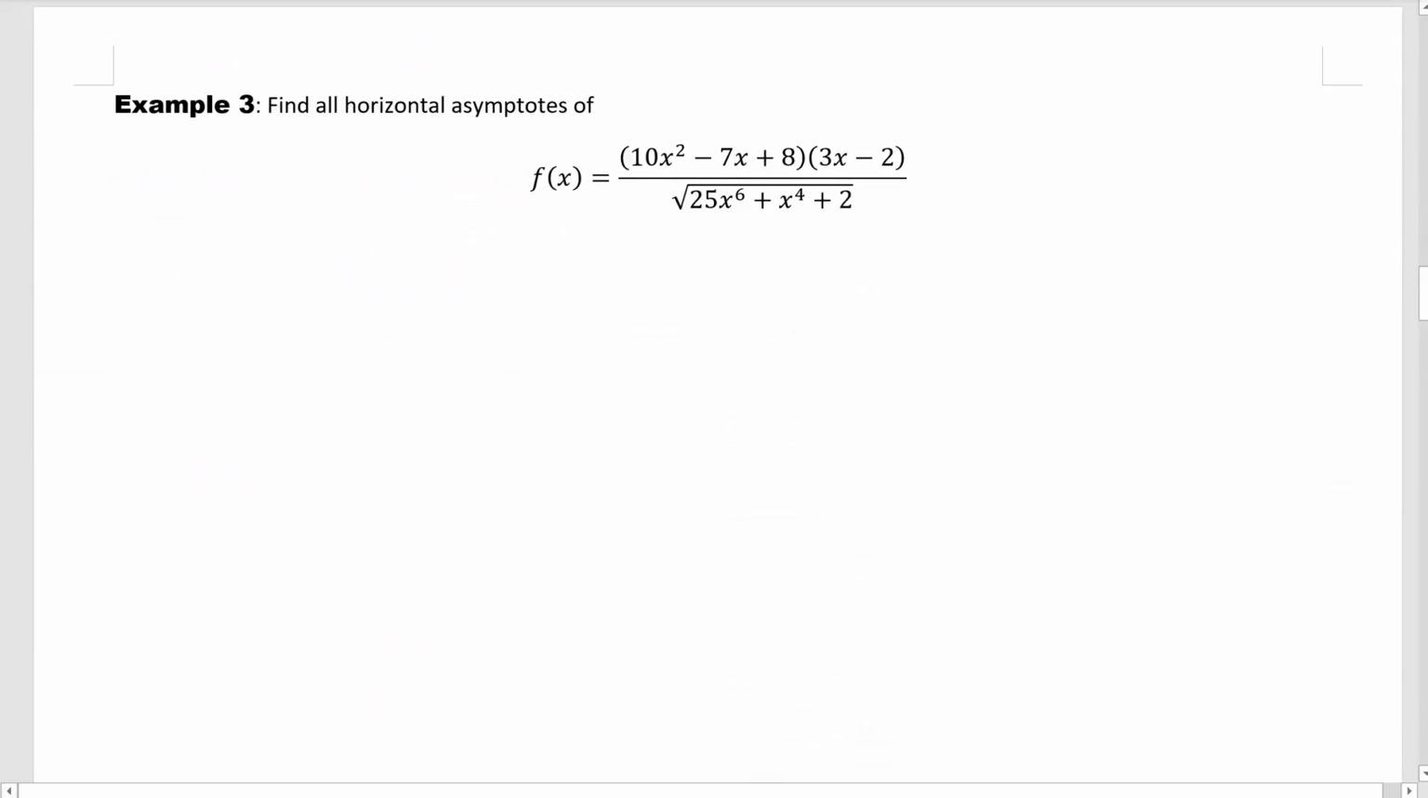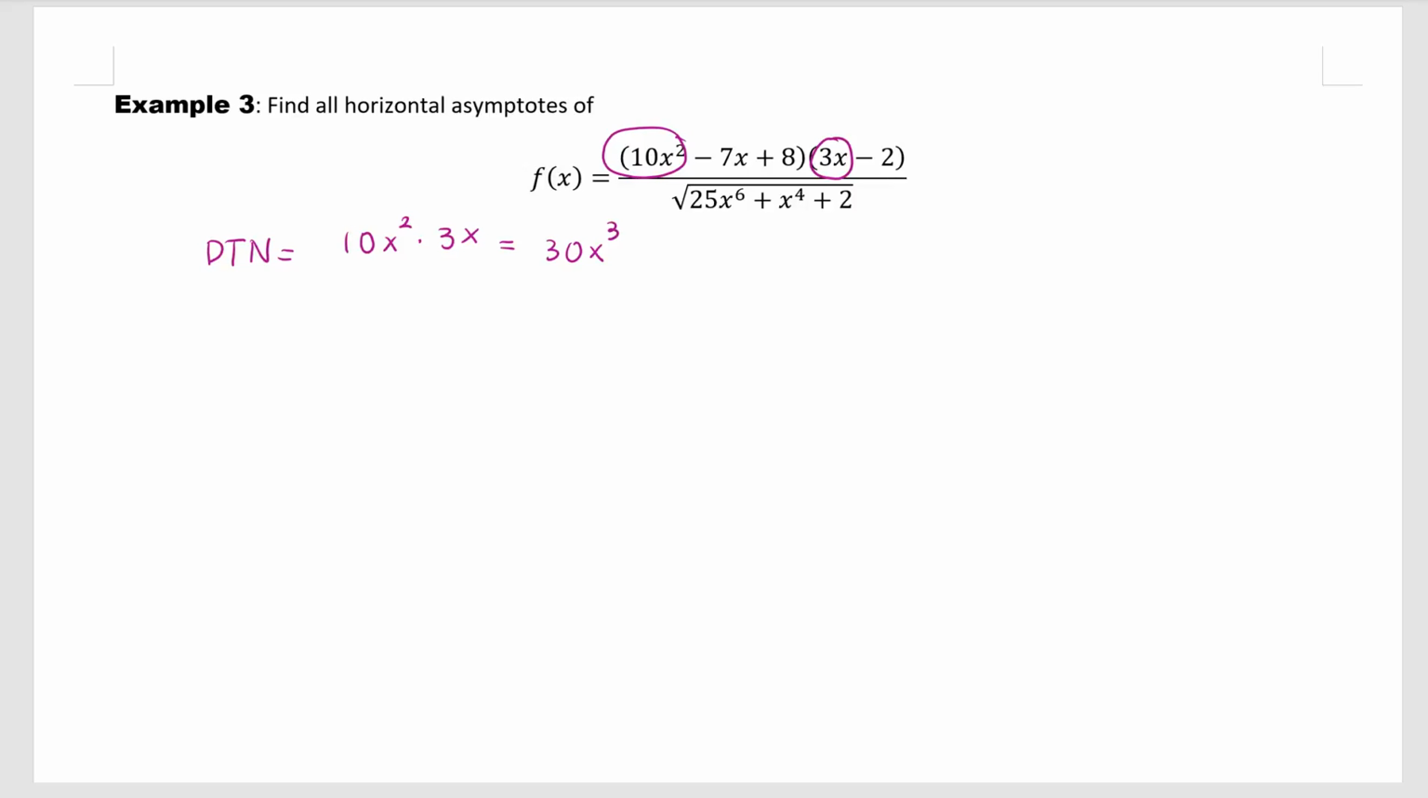Okay, so right now, let's work on more exercises. Let's look at this one. Remember, we are always going to do the quick way. What is the dominant term of the numerator? The numerator is going to be this guy, but because it's multiplied, you also need to include these terms. So 10x squared times 3x, well, that is 30x cubed, right?